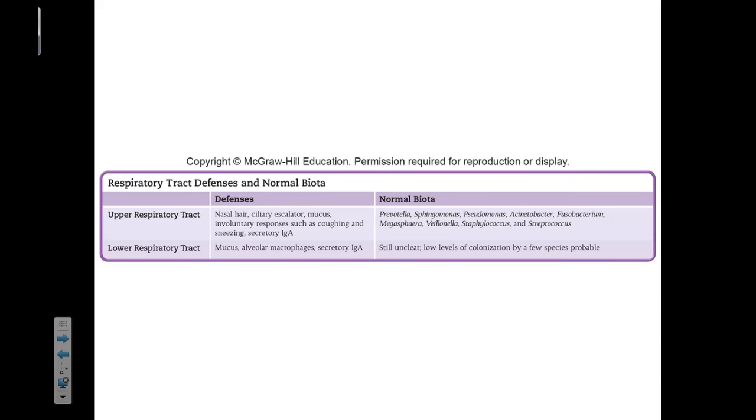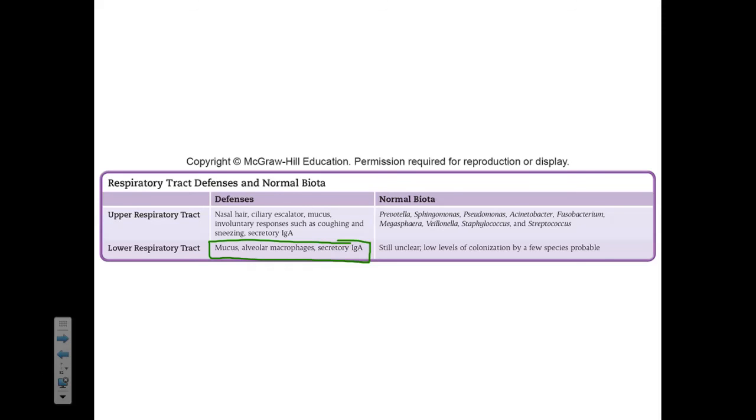So if we look at the defenses of our upper respiratory tract, they include lots of hairs, mucus, cilia, and first and second lines of defense. So phagocytically active cells, complement proteins, antimicrobial peptides, and immunoglobulin A. With our lower respiratory tract, we don't have quite as many lines of defense. We have less mucus. We don't have those cilia, but we do have alveolar macrophages. And we'll still have the secretory immunoglobulin A.